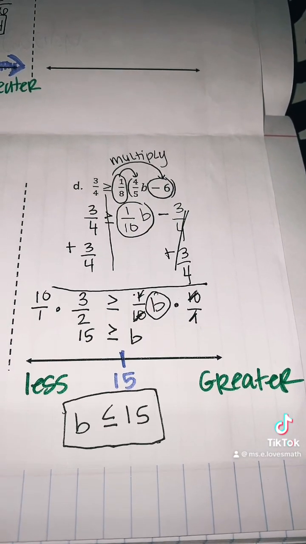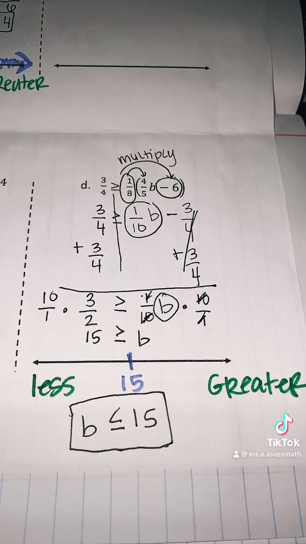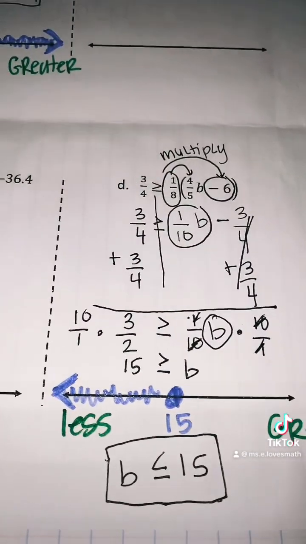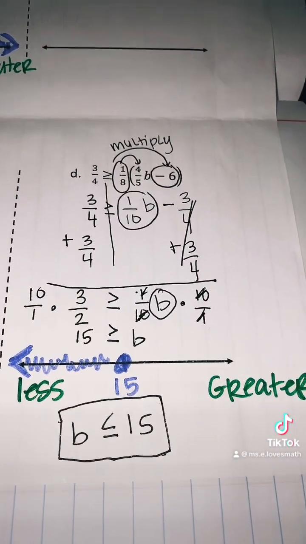Now it's time to graph. b is less than or equal to 15. That means we will have a closed circle on 15 and our graph will be shaded to the left.